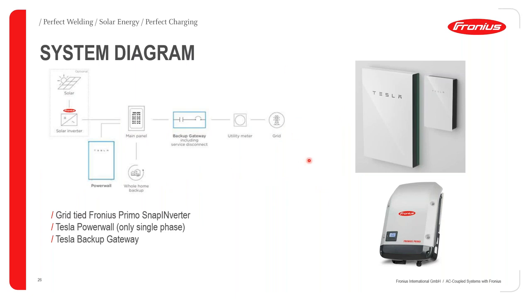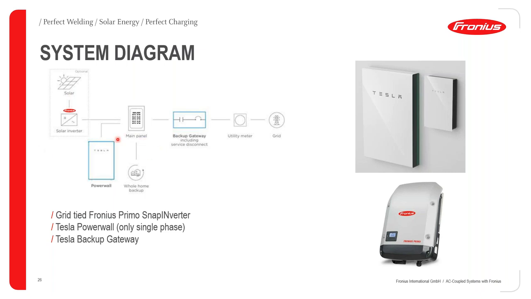We're first going to start off with a basic system diagram of how such a system would look. What's important to note is the different components in the system. Firstly, we start with the Fronius grid-tied inverter. You'll only be able to use a single phase Fronius Snap inverter, which means you have to use the Fronius Primo Snap inverter for such a system for full backup. You can also install a three-phase Fronius Snap inverter, but then you will only get backup on one phase. The other two phases will fall away when the grid goes down.